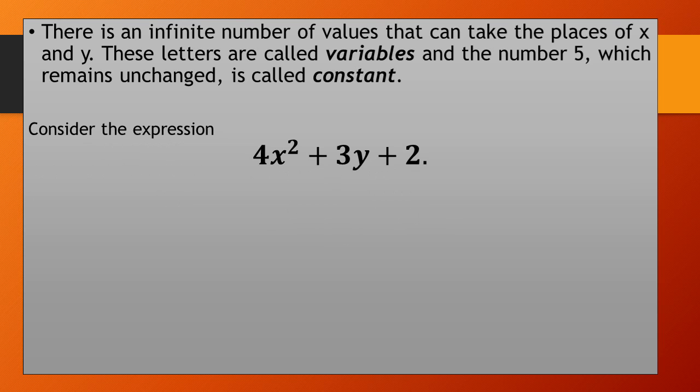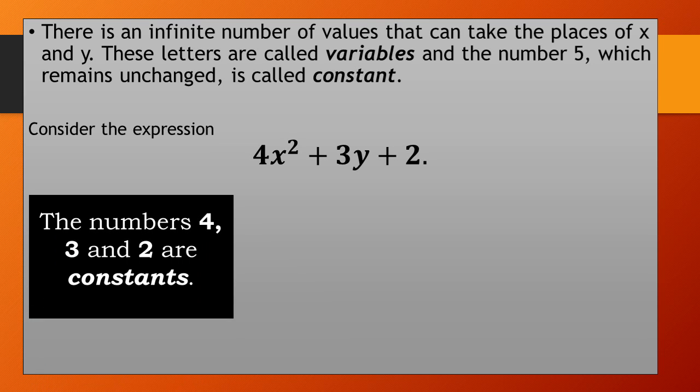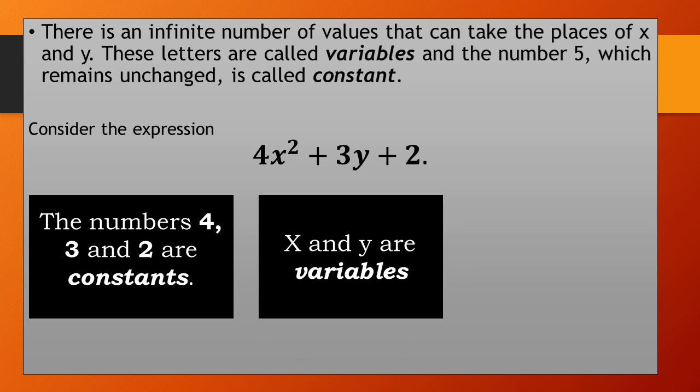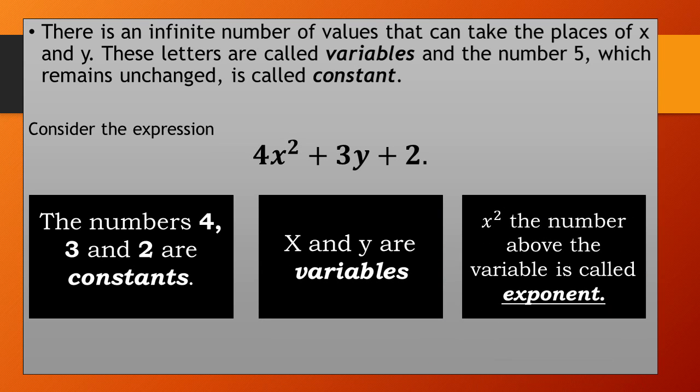Let's consider the expression given below. We have 4x squared plus 3y plus 2. The numbers 4, 3, and 2 are constants since they are numbers. Then x and y are variables. So in x squared, the number above the variable is called exponent. The number 2, above the x, is called exponent.